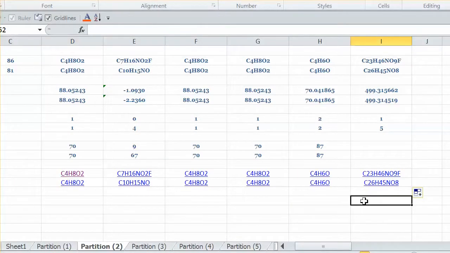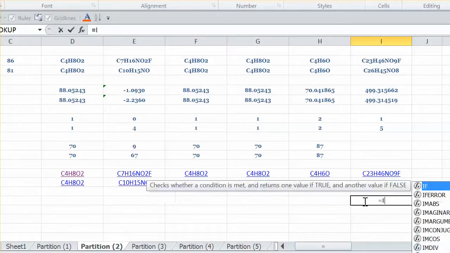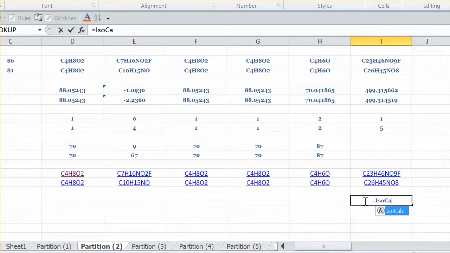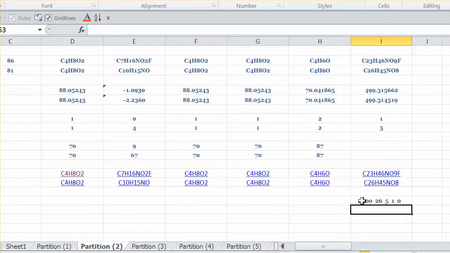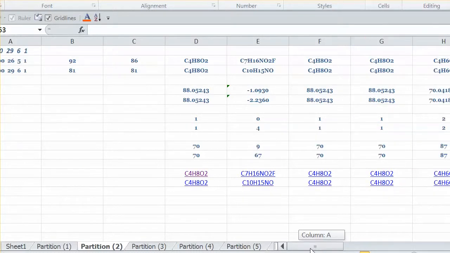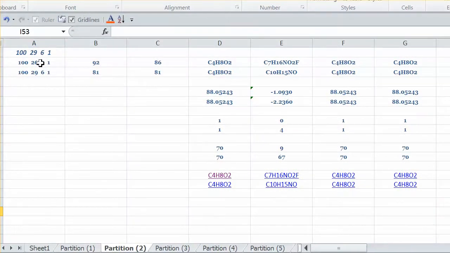Now the last function is IsoCalc, which will generate the isotope ratios for a formula. And in this case, these are already calculated. The first four are calculated as part of the results file.